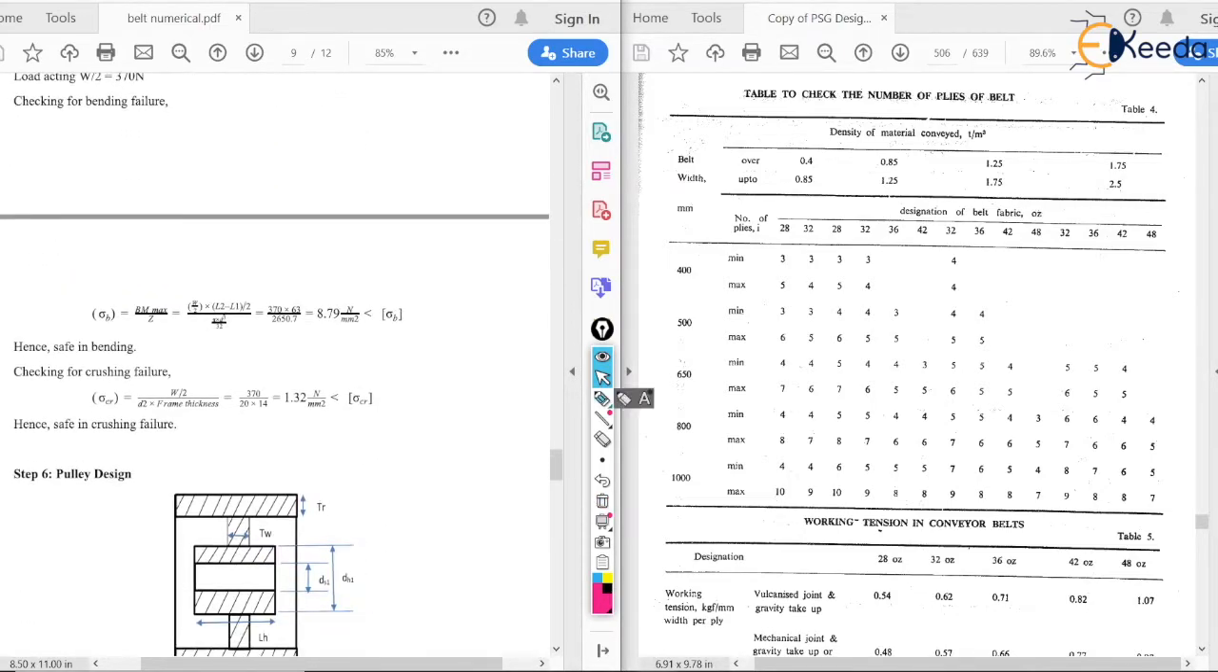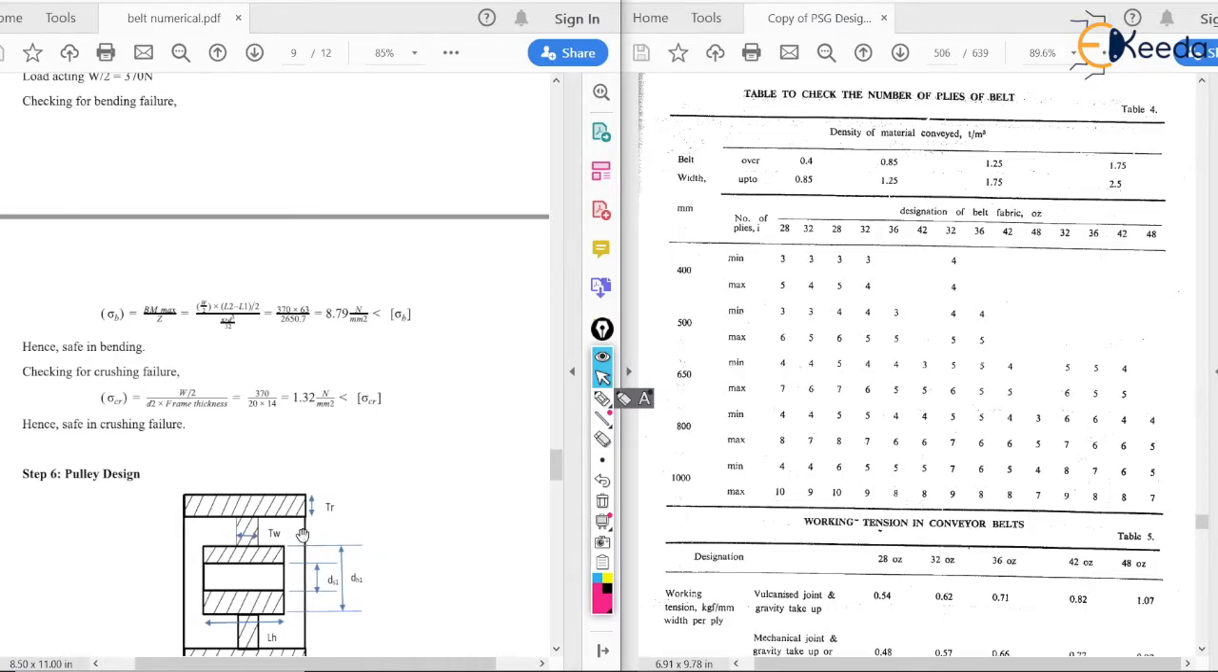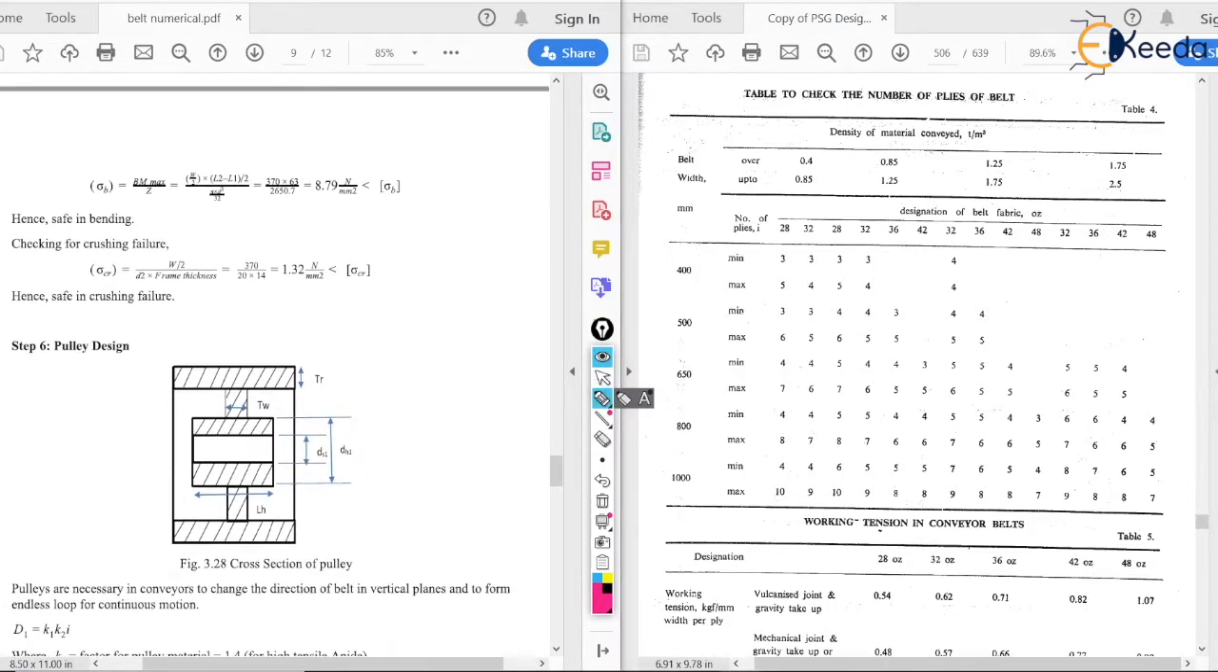Now from this we are going to calculate bending and crushing. Here for bending, we calculate the bending moment, which is equal to W by 2 into L2 minus L1 divided by 2, which we have done. It is 8.97, which is lesser than the permissible value, so it is safe in bending. Similarly for crushing, it is W by 2 divided by D2 into frame thickness. We already have the D2 value and frame thickness, so it is 1.32 Newton per millimeter square. Now here we are going to check for crushing failure.